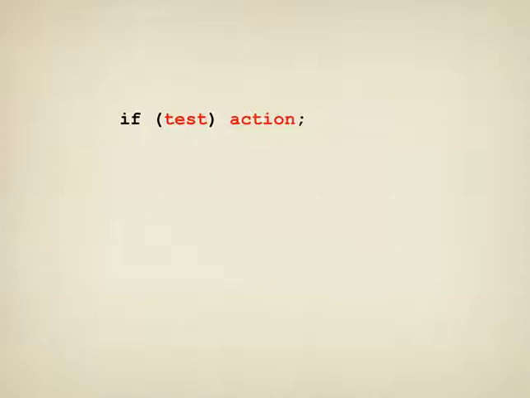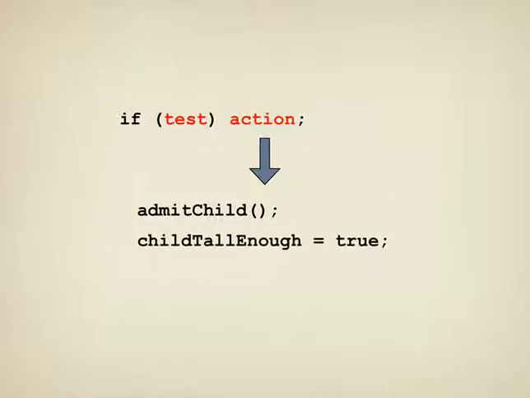So let's take a look at different actions we can take. What might we do? If someone is tall enough, we admit them onto the ride. And maybe we call a function called admitChild. Or maybe we want to remember that they're tall enough, and so we will set a Boolean variable to the value true so we can remember that this test succeeded. Or we might just call some other function, add child to ride, put the kid on the ride, and off they go.